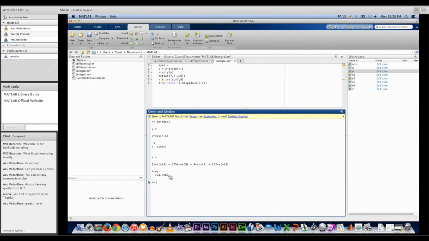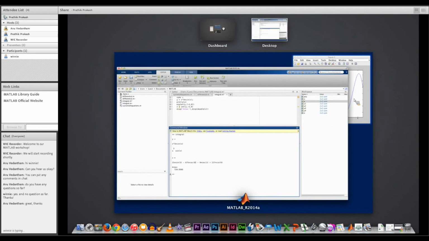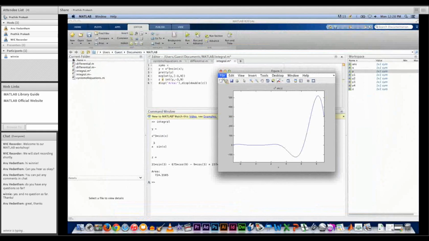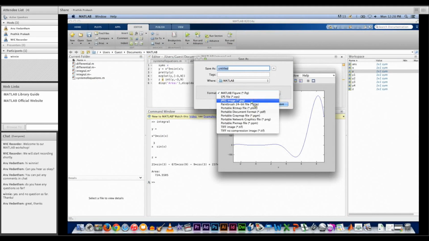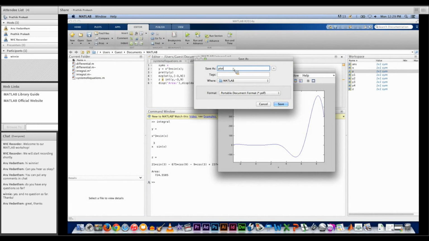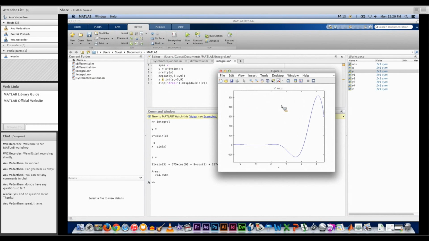Pratik, can you quickly talk about how you would get the graph out of MATLAB? Like, can you make it into a PDF? Sure. Once you get your graph, go to File, Save As, and you have many formats. Let's say you want to save it in the form of a PDF, you just click on PDF, save the file as sample plot, and it asks you for the location to save it. Great, thank you.